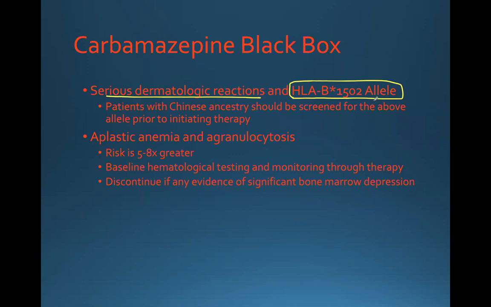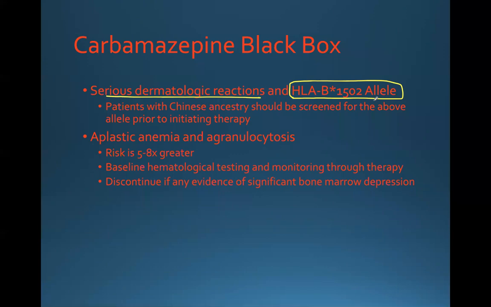We know that patients with Chinese ancestry, that there are some Chinese groups that may have this. And so a patient with Chinese ancestry should be screened for this allele prior to initiating therapy. If they have this allele, carbamazepine may be contraindicated. I have seen patients be put on this when they've had this allele. They need to be monitored carefully, but most people will go to a different drug. And this is both whether it's being used as an anticonvulsant or as a mood stabilizer.